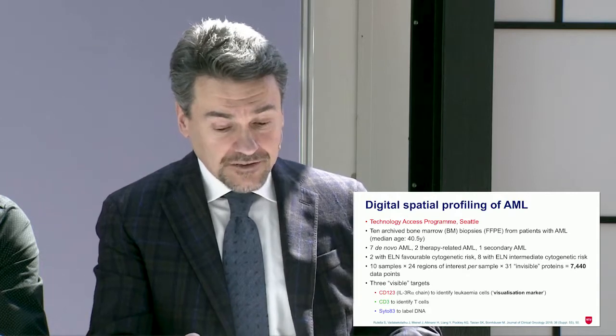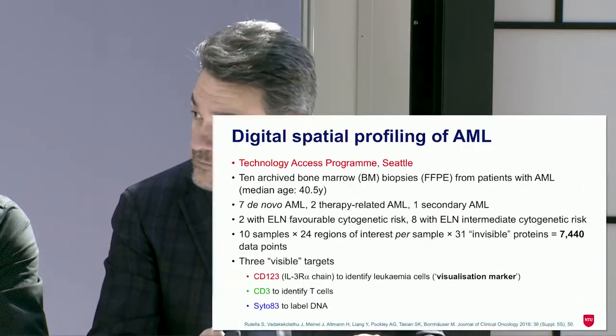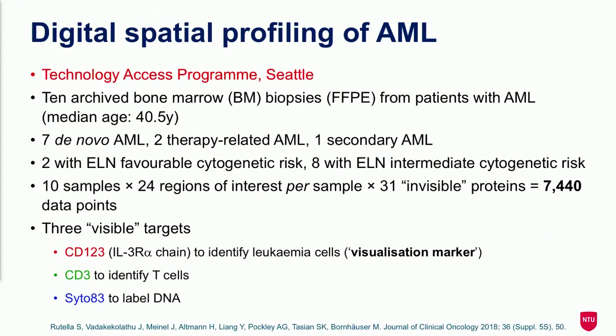So we were privileged to be able to run samples in Seattle through the Technology Access Program. We just used 10 archived bone marrow biopsies, FFPEs, from patients with newly diagnosed AML. There is no need for us to go through the clinical details. I just want to point your attention to the fact that we collected more than 7,400 data points from 10 bone marrow biopsies. This is an incredible amount of information. So we were able to identify 24 regions of interest.